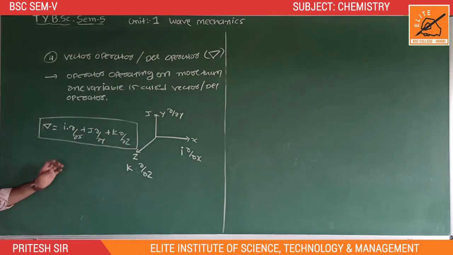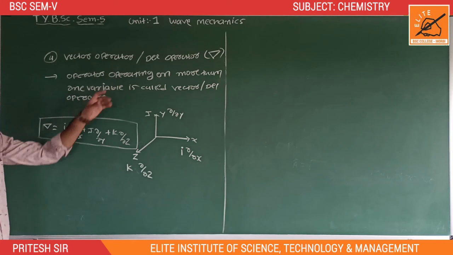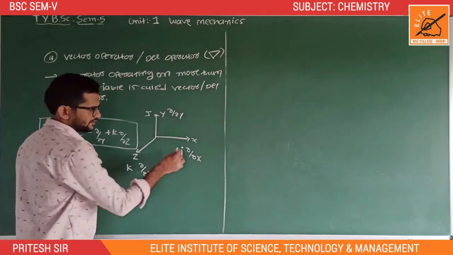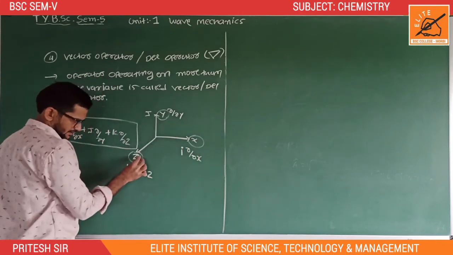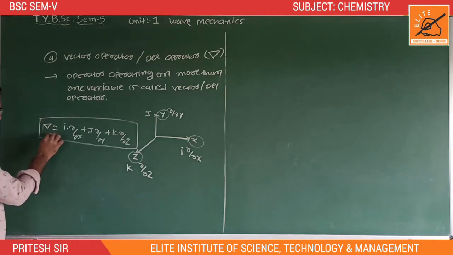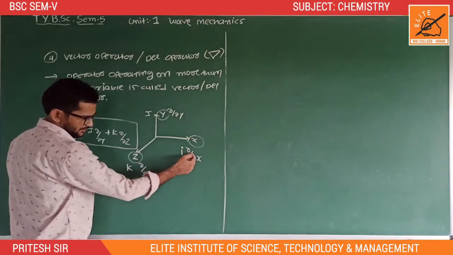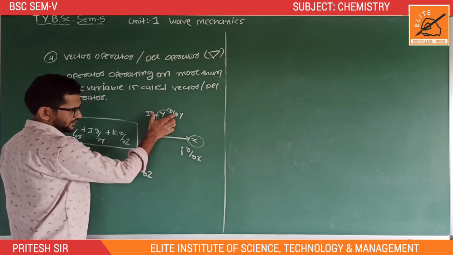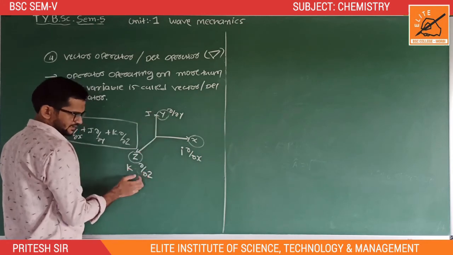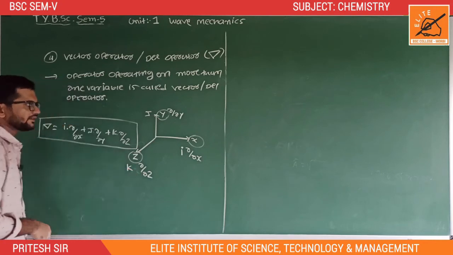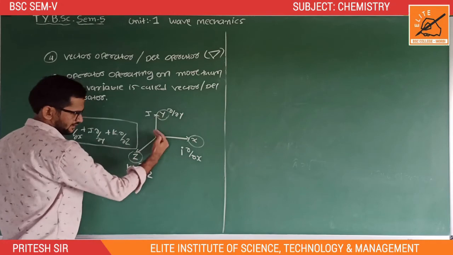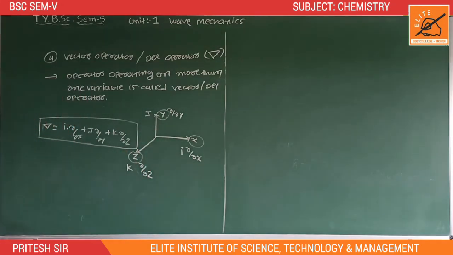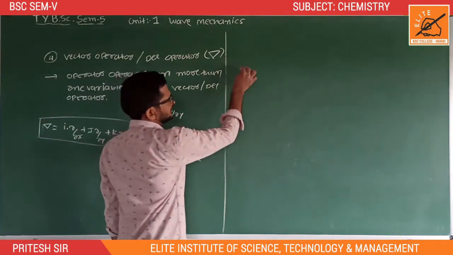Okay, so the basic definition of a vector operator is an operator operating on more than one variable. Here we can see that three variables are given. The first one is x, the second one is y, and the last one is z. So the value of del is equal to i into del by del x plus j into del by del y plus k into del by del z. i, j, k are all unit vectors belonging to the x direction, y direction, as well as the z direction.